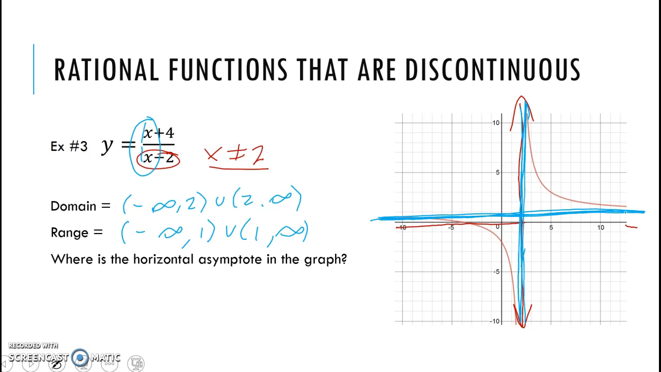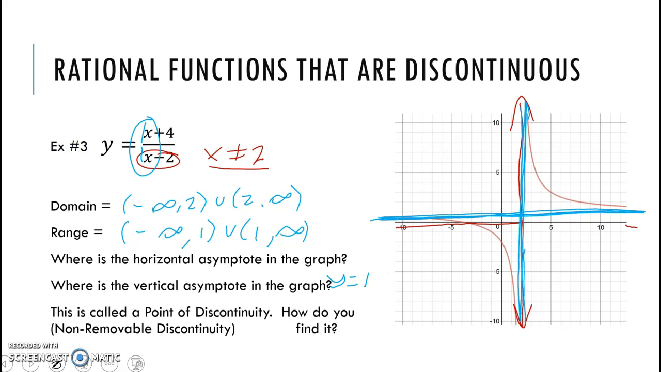So where is the horizontal asymptote on the graph? The horizontal asymptote is at y equals 1. Where's the vertical asymptote on the graph? The vertical asymptote is at x equals 2. And where there's an asymptote, it's called a point of non-removable discontinuity, because it's not like I'm just pulling out a point on the graph. It's an entire asymptote. And so that's how we find the horizontal or the vertical asymptotes.